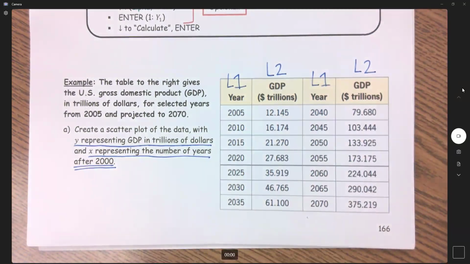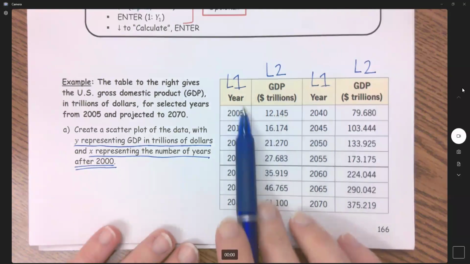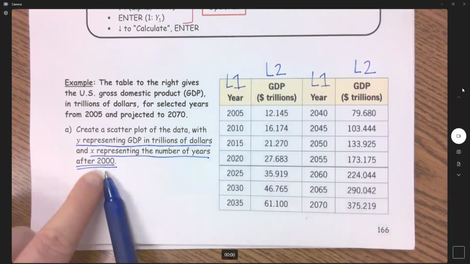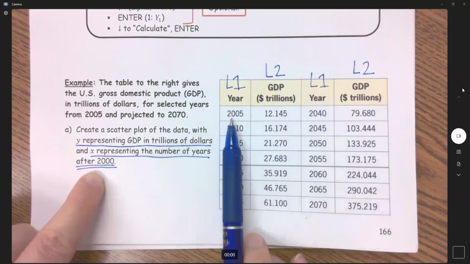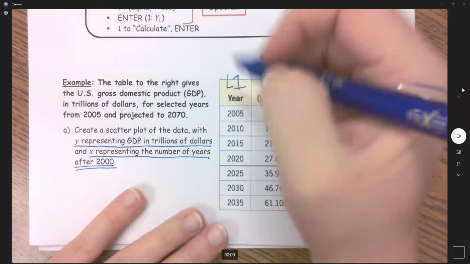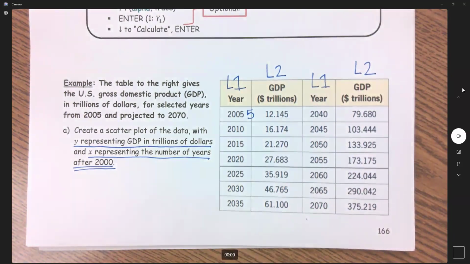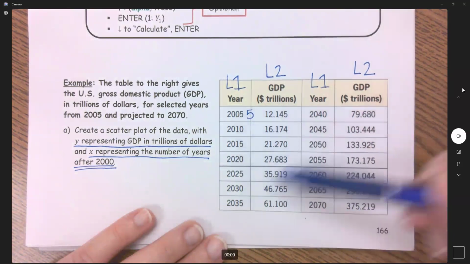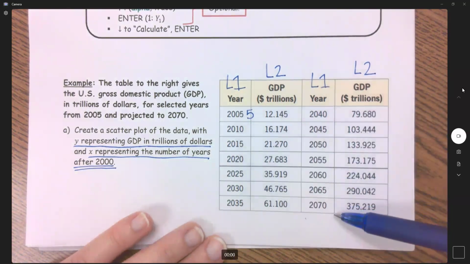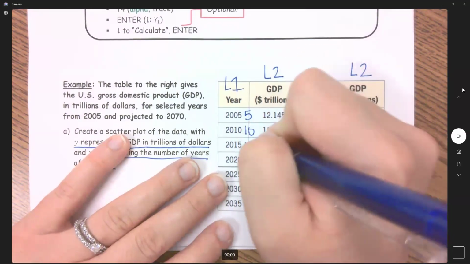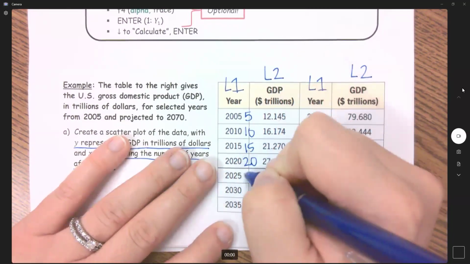Okay. Before we go into our list, we need to change our year. So X is representing the number of years after 2000. So how many years after 2000 is 2005? And that is 5 years. And then these are honestly all going by 5s. So just keep counting by 5s. This is 10, 15, 20, and so on.